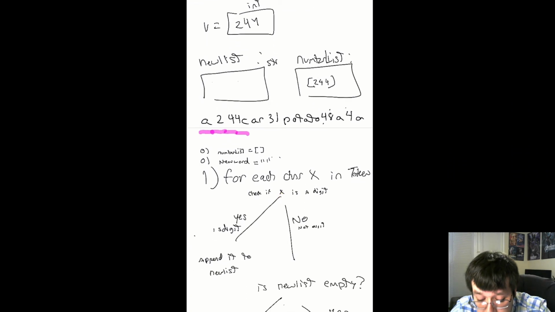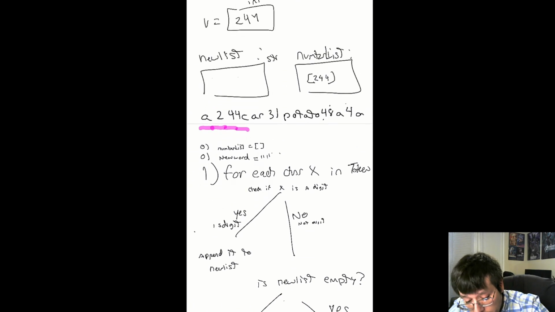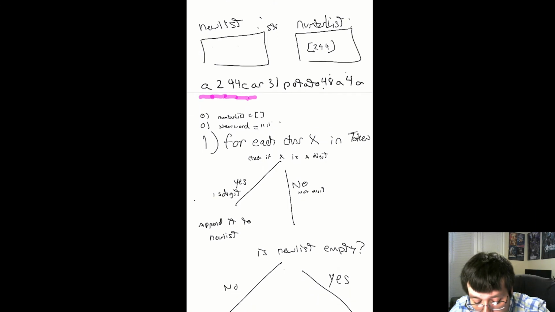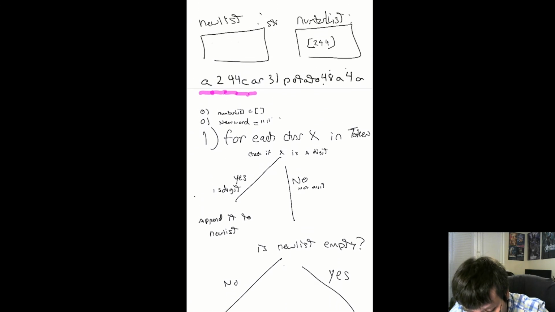Okay, check if X is a digit. Is A a digit? No, it's not. Is new list empty? Yes, it is. So we do nothing. Okay. And so you can see that, you know, we'll do one more. So do the R. R is not a digit. Is new list empty? Yes, it is. Do nothing. So yeah, you keep going with that.